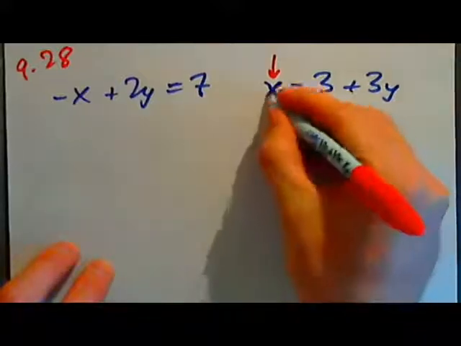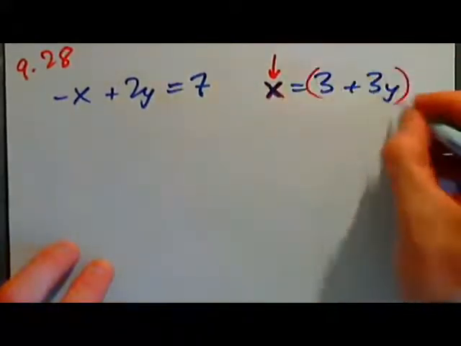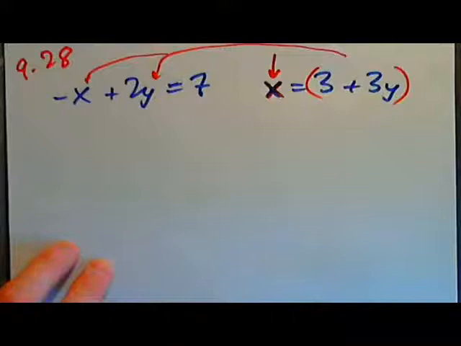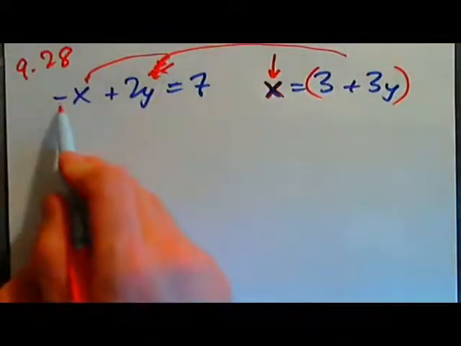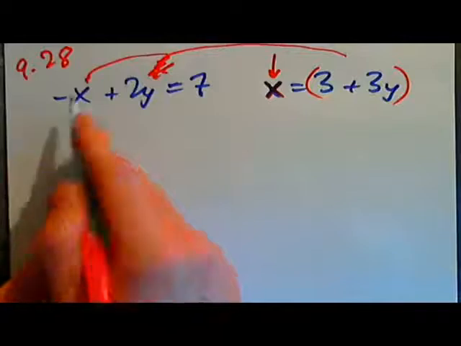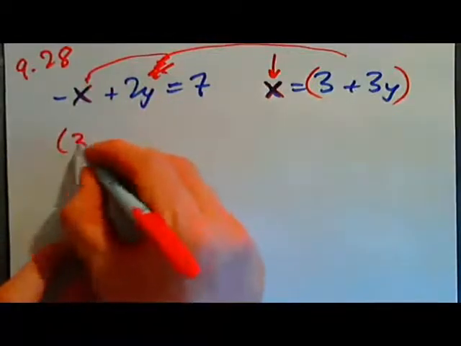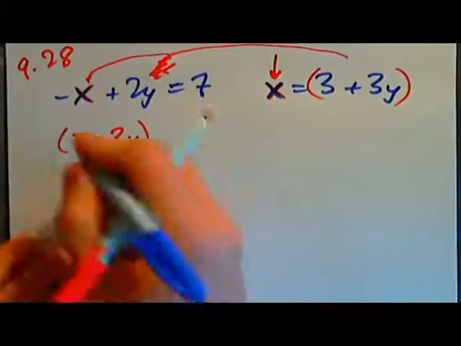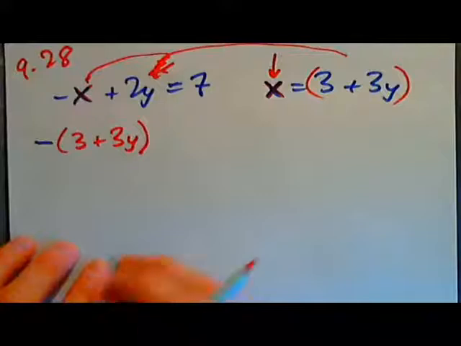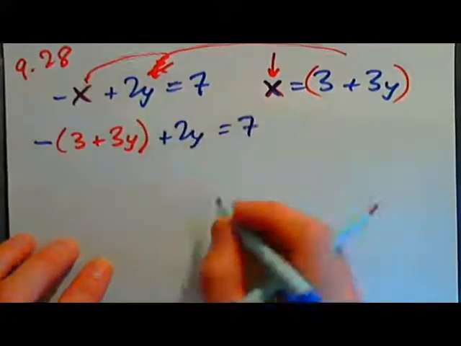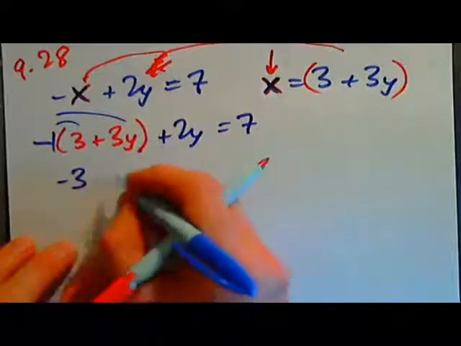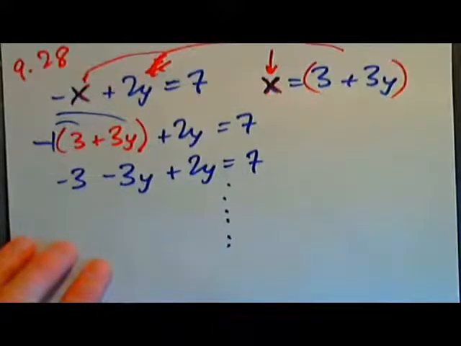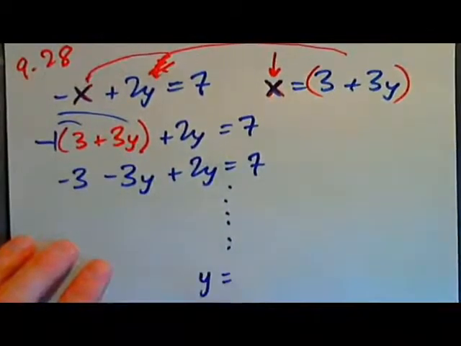This one? Yeah. Now, where am I going to plug this in, the y here or the x? The x, right? Right. And what am I going to do with the negative sign? Because the x is 3 plus 3y, isn't it? Yeah. And we'll stick a negative sign here? Right, and then just keep going. Yeah. And then this negative distributes, so this actually becomes negative 3 minus 3y plus 2y equals 7, and so on and so forth. Okay, yeah, I get it now.